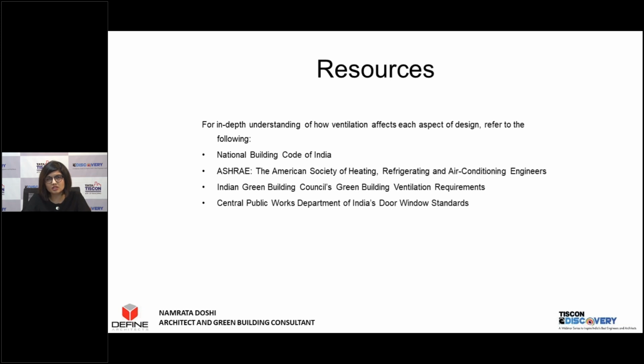Now, Green Building Council has come up with its own certification for green buildings, which is called the IGBC AP. They certify green buildings. They have a specific book in which there is a segment on ventilation requirements. It's in depth, beautifully designed. If anyone has questions, you can always feel free to reach out to me.